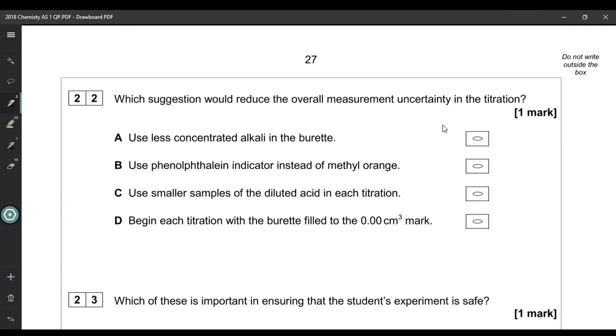22 is use a less concentrated alkali in the burette. This is because if it's a strong concentration, then a drop can make a very big difference. But by using a less concentrated alkali in a burette, then you can get a more accurate value when you're adding, because if you imagine a drop in a small volume is much more significant than a drop in a large volume.